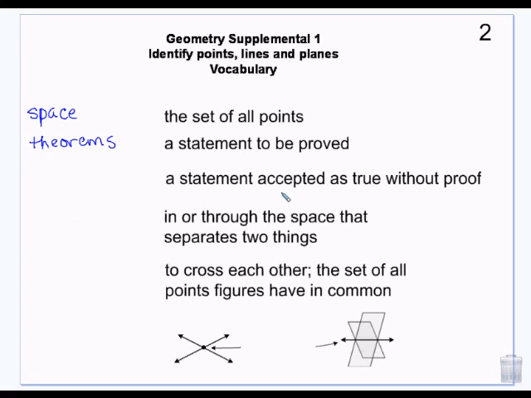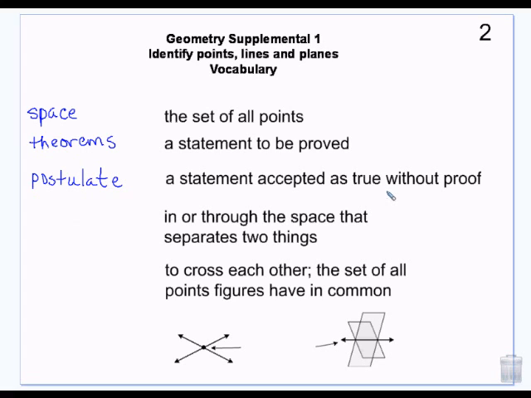Theorems are statements that need to be proven. Okay, so a theorem can be logical, it can make sense, but you still have to prove it. A postulate is a statement that does not need to be proven. And postulates are used to prove theorems, and then other theorems are used to prove theorems as well. So once you've proven a theorem, it's good, and then you can use it to prove other theorems. And you start, though, by using postulates, which are statements that are accepted as true without proof.